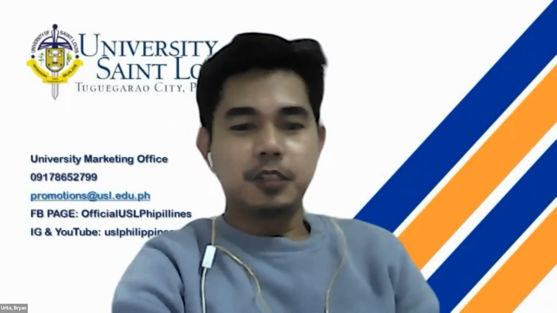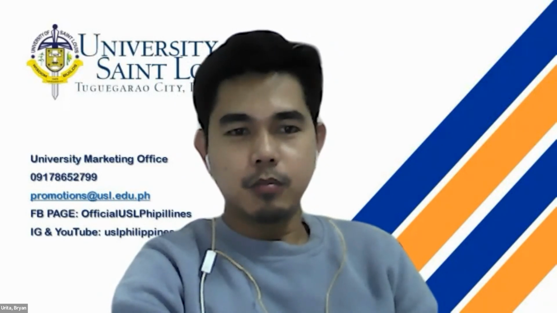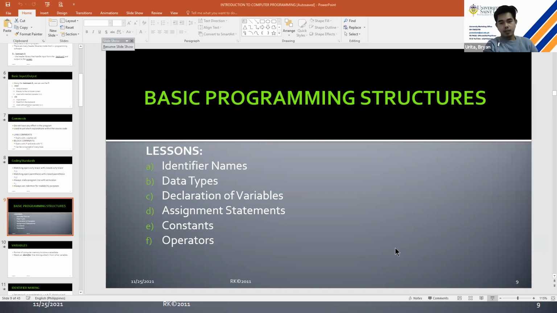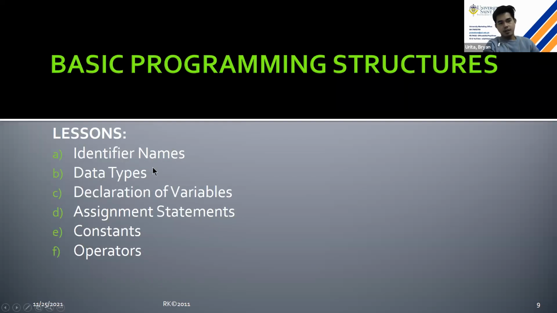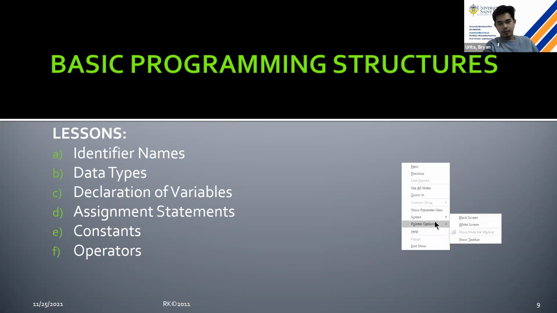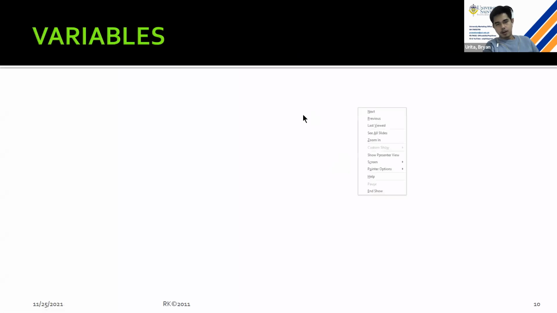Okay, guys, let's continue our discussion. This time we'll proceed with basic programming structure. This will be the lessons under basic programming structures. We have identifier names, data types, declaration of variables, assignment statements, constants, and operators. Let's have them on the variables.